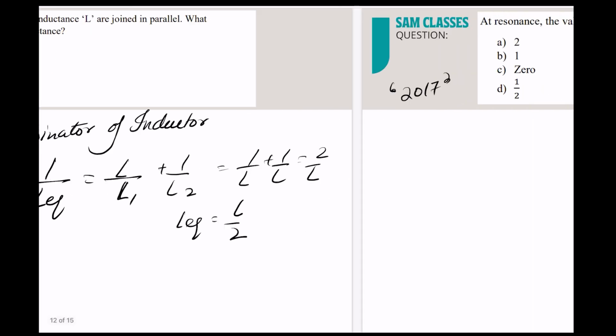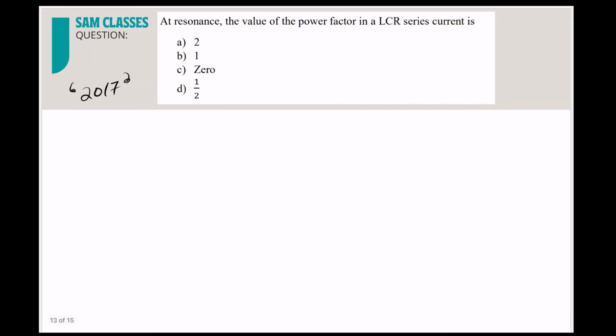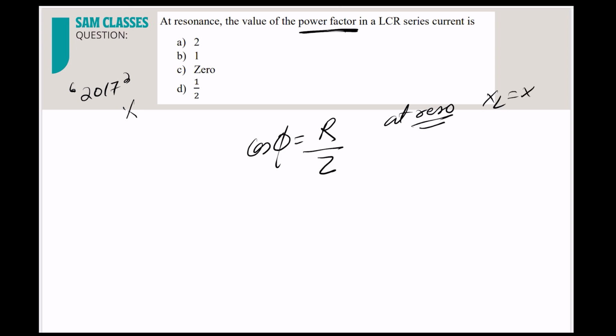Correct. Now next, at resonance, the value of power factor. Now power factor is not there, so it is a deleted portion. Still I'm showing it. Power factor is nothing but cos phi, that is given by R by Z. At resonance, what happens? XL equal to XC. So what happens? Z is equal to R. So R by R means 1. That's it. Clear? So this is also simple, just I showed it, but it's not there, okay?